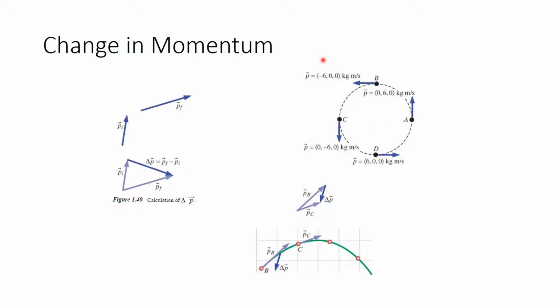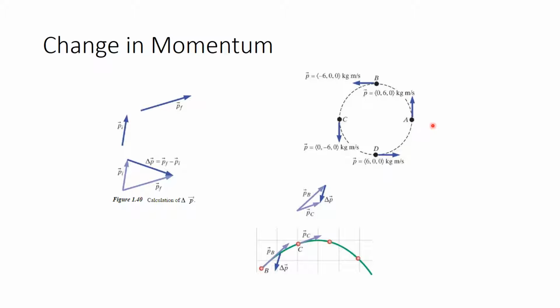So this picture here on the right shows an object traveling from point A to point B to point C to point D and back to point A. You will notice that if you applied the distance formula to all four of these points, you would have the same magnitude of momentum, although the direction is continuously changing. At point A, the direction is in the positive y direction. At point B, the direction is in the negative x direction. At point C, the direction is negative y. And at point D, the direction is positive x.